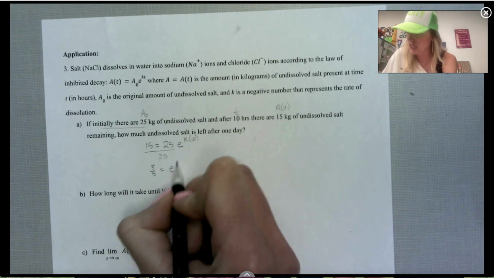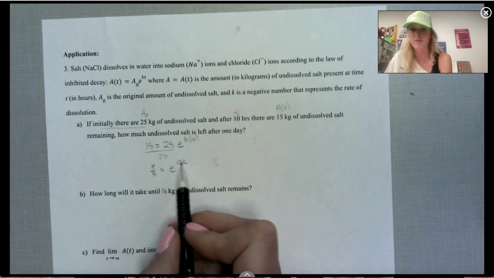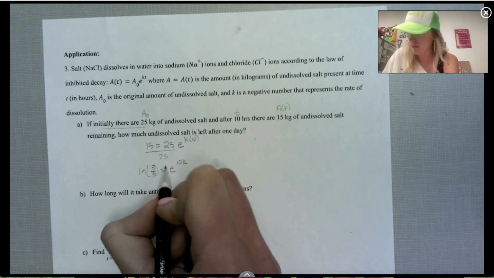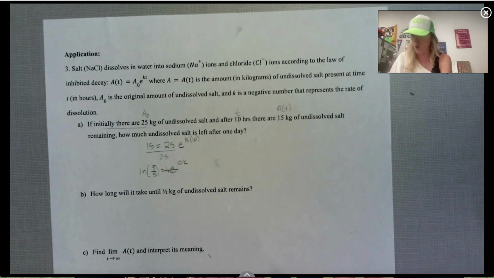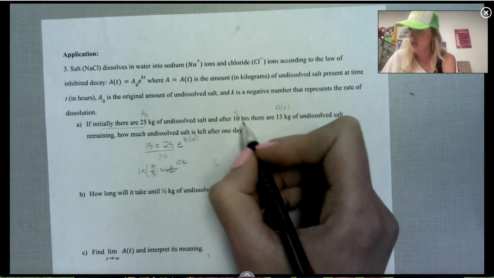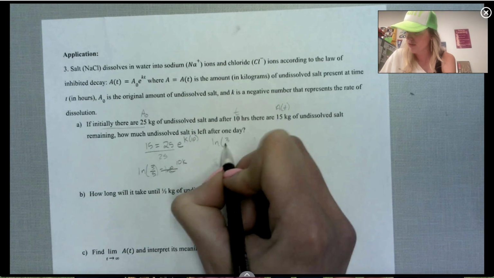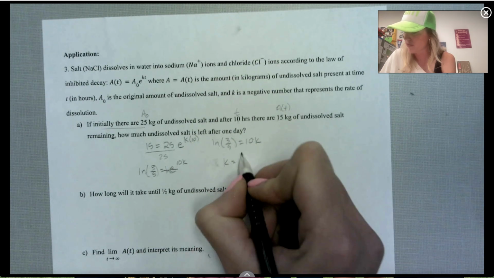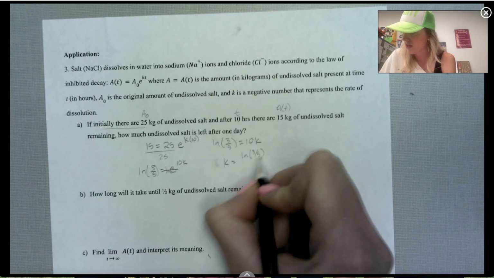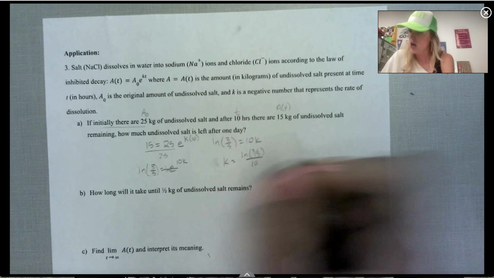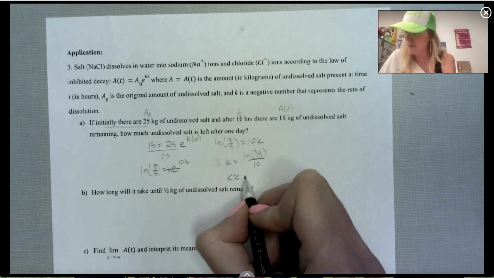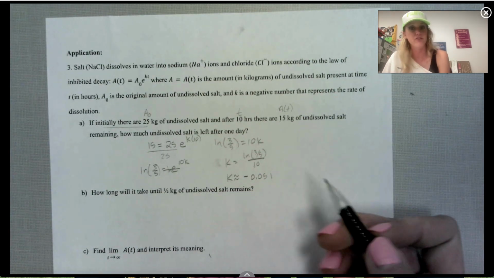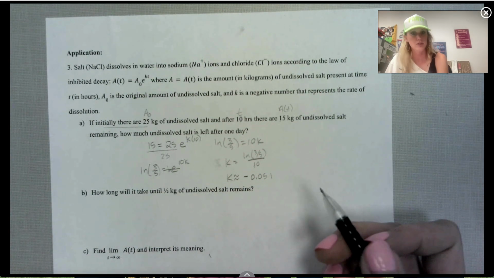equals e to the 10k. Okay, we're solving for k. Remember, the inverse of e is natural log, so I'm going to natural log both sides. The natural log of e is just 1. And then this guy comes down. So we have natural log of 3/5 equals 10k. To get k by itself, we divide by 10. So I've got natural log of 3/5 divided by 10. So I put that in my calculator and I got approximately negative 0.051.